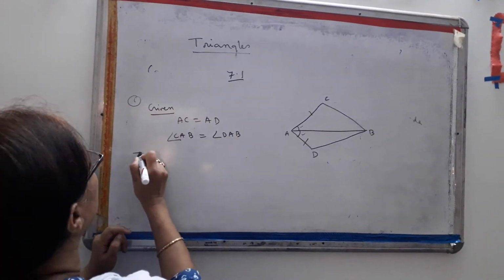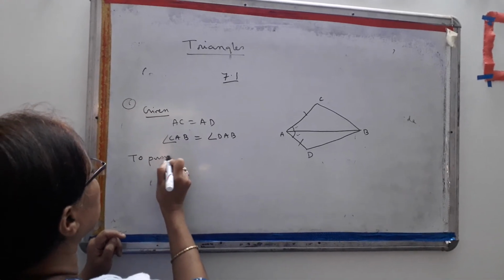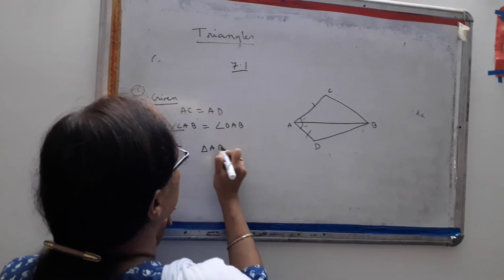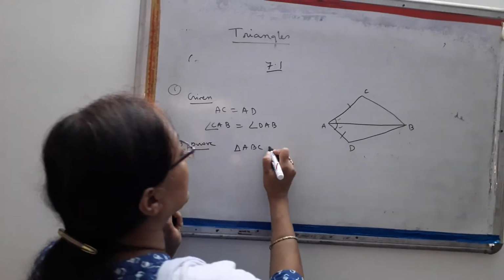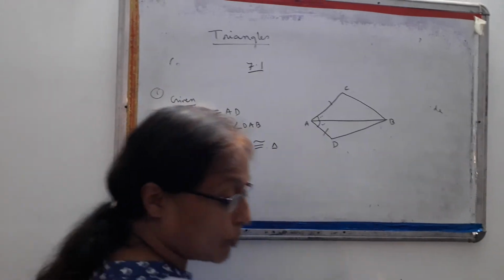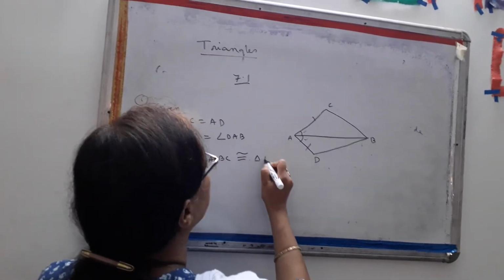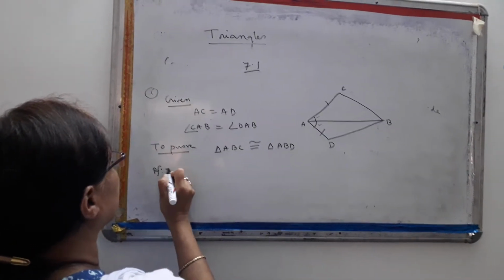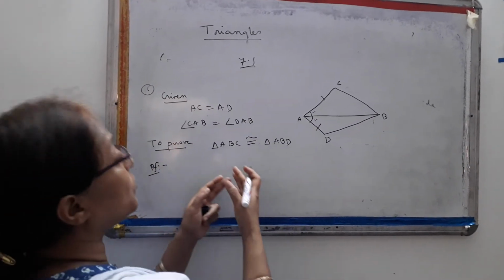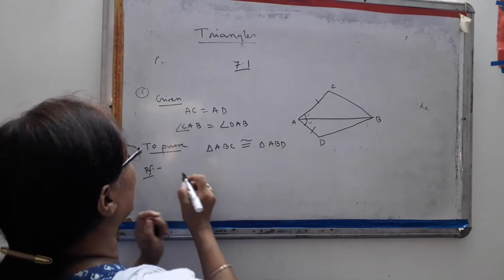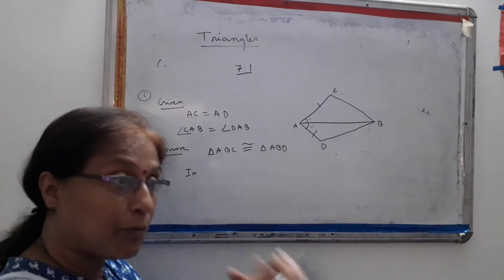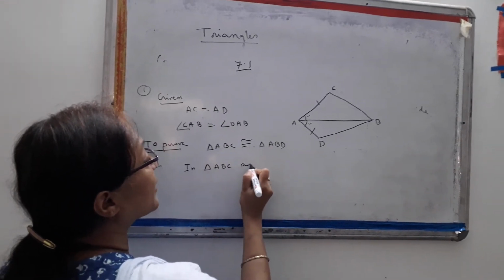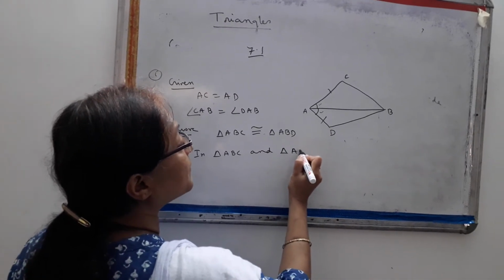Show that. That means to prove, what do we have to prove? Triangle ABC, that is the demand of the question, what they want. They want triangle ABC congruent to triangle ABD. Now I will start the proof. This is a short form of proof. So whenever you go to prove these two triangles congruent, first you write in which triangles you are going to do the work. So you write in triangle ABC and triangle ABD.